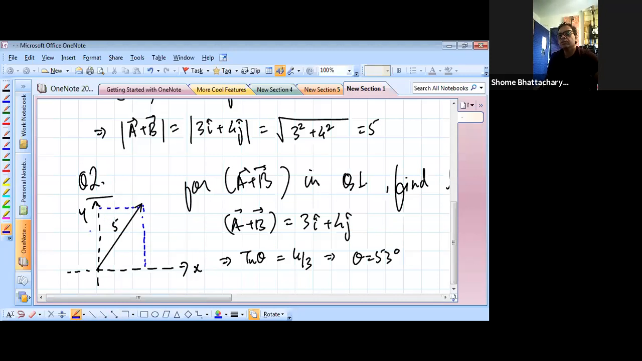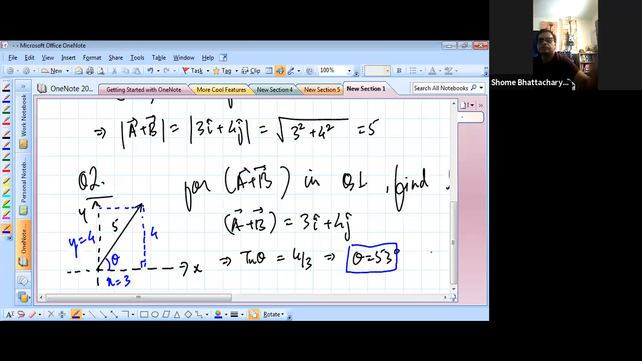So this component was 4, so this is 4 over here, and this component was 3. The x component is 3, the y component is 4. So this angle we have to find out, this theta. So this is a 3, 4, 5 right angle triangle. So the base is 3 and the hypotenuse is 5. So the angle itself is this much. Okay, so hope this is clear.